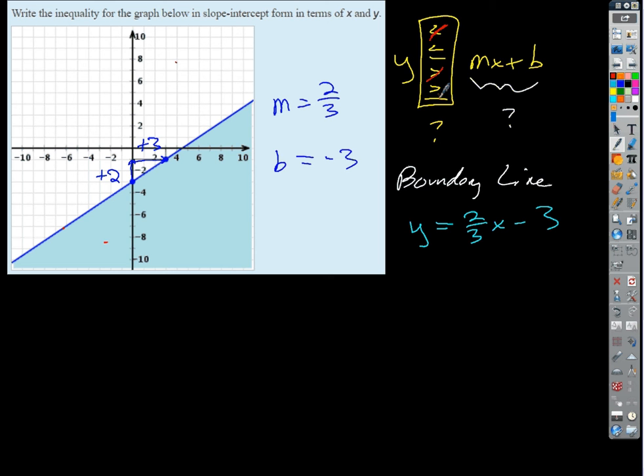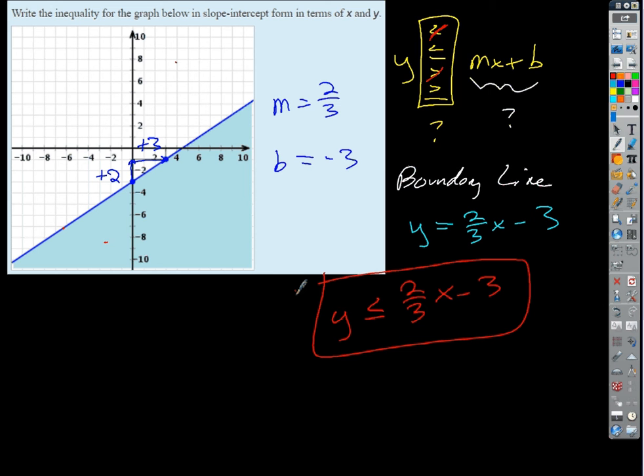So therefore, we're going to want the y values that are less than the boundary line, because they're going to be below the boundary line, right? That make sense? Okay. Y values that are less are down, lower. Y values that are greater are going to be higher, above. So our answer looks like y is less than or equal to 2/3 x minus 3. Okay?